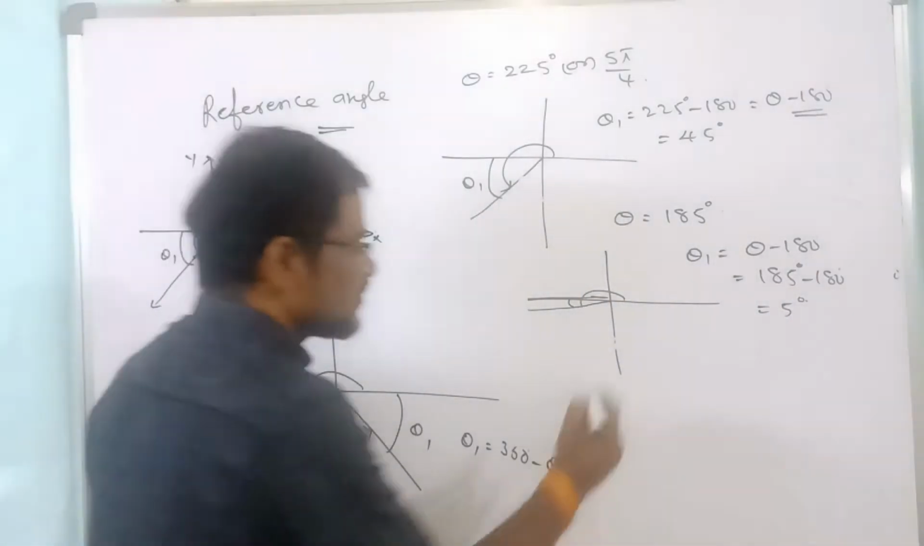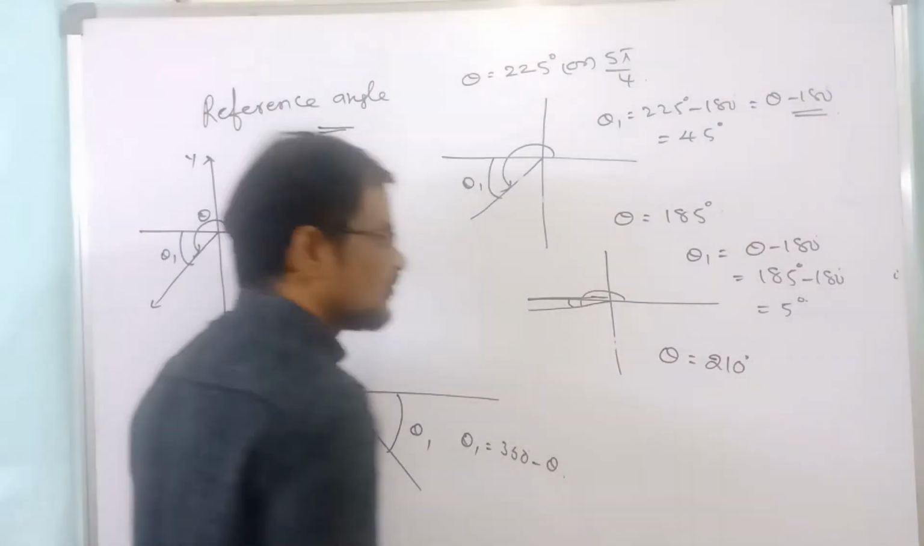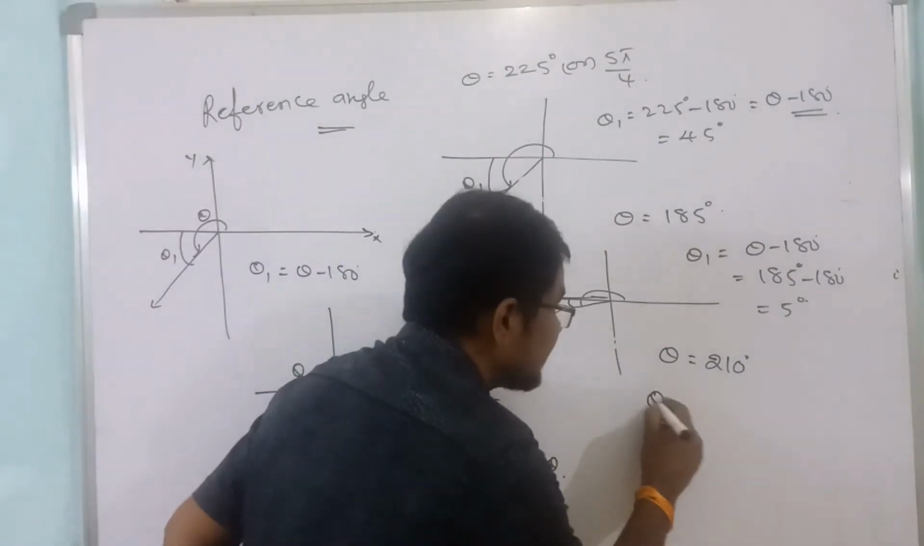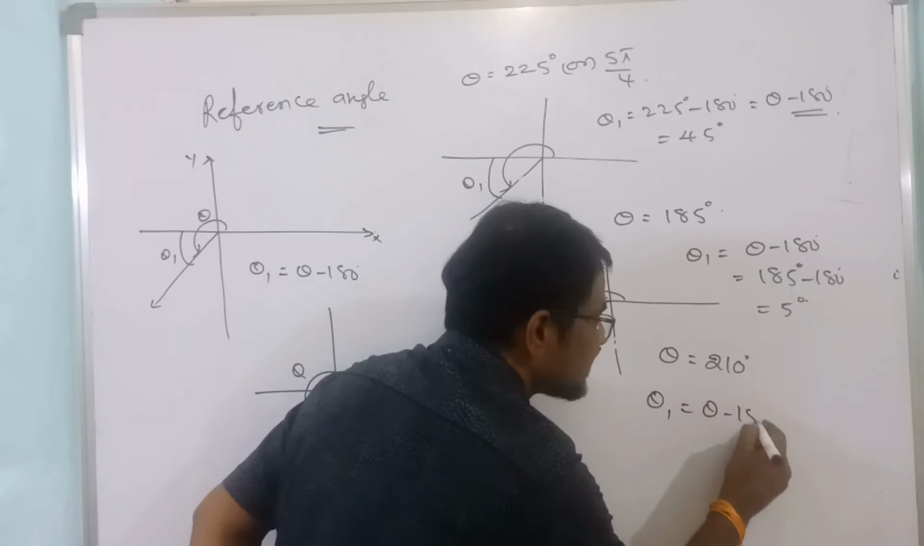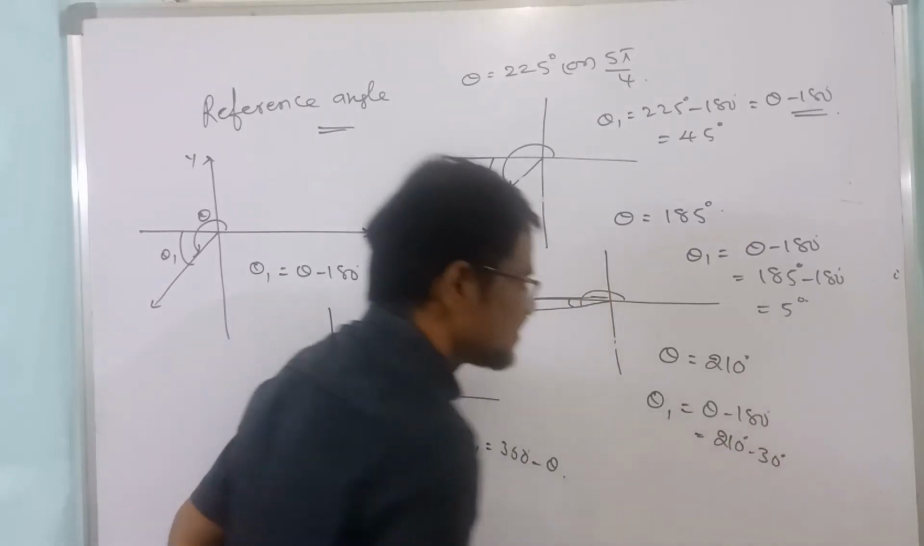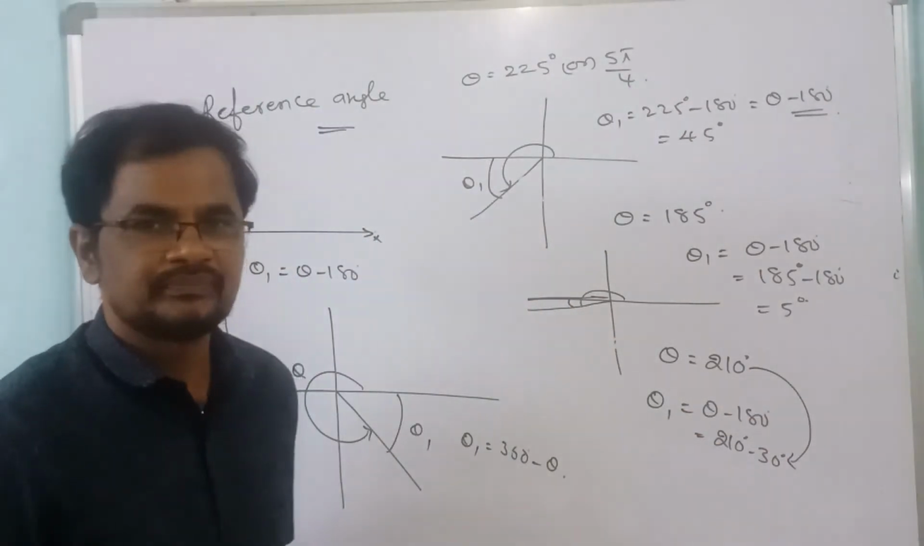Okay, no? Suppose theta equal to 210 degrees. What about the reference angle of this one? So nothing but theta 1 equal to theta minus 180, that is equal to 210 degrees minus 180 degrees, that is 30 degrees. So reference angle of 210 is what? 30 degrees.